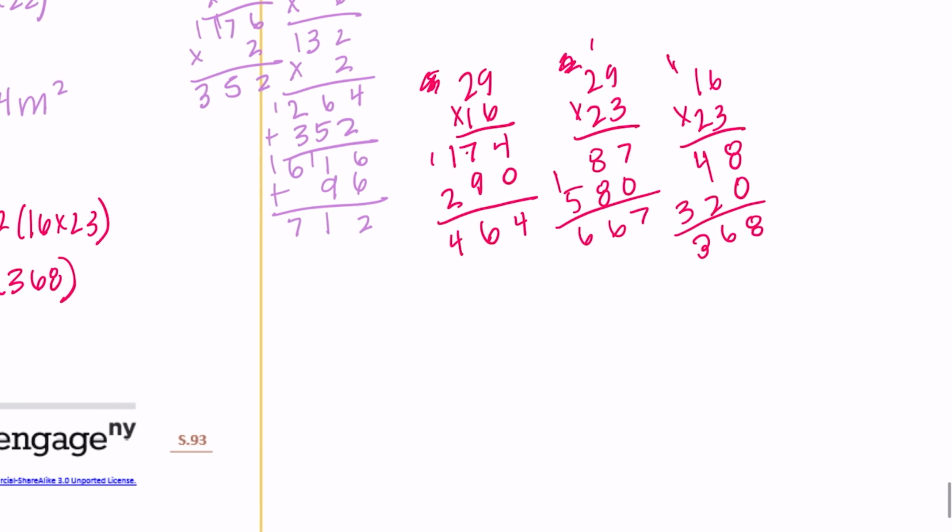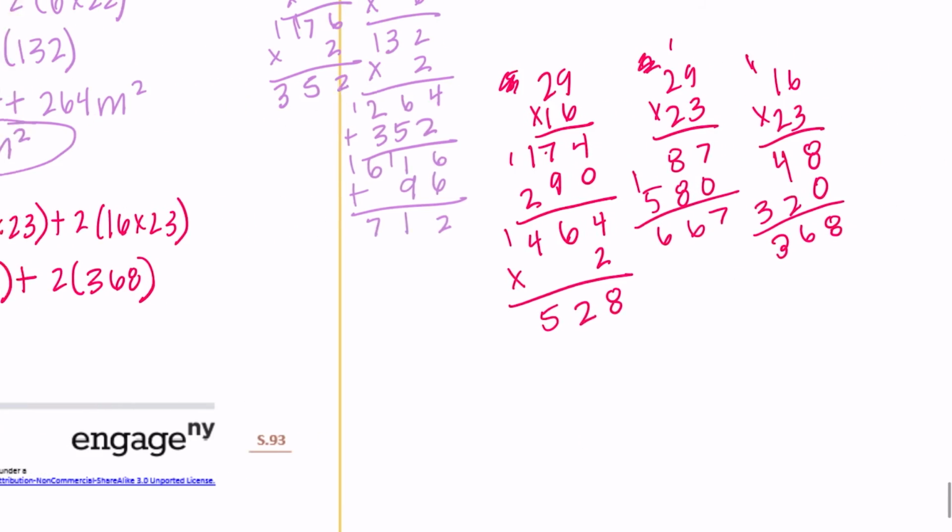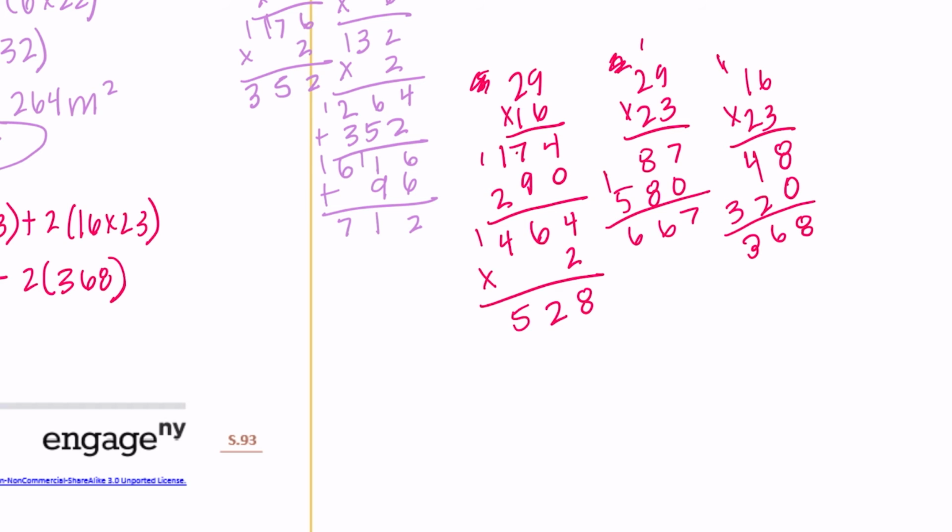Okay, so we need to multiply all those times 2 because we have two groups of them. So that's 528. That doesn't make sense. So even I make mistakes, but you can look at it and be like, wait a minute, 464 times 2 wouldn't be just 528. It should be like 800 or 900 something. So let's try that again.